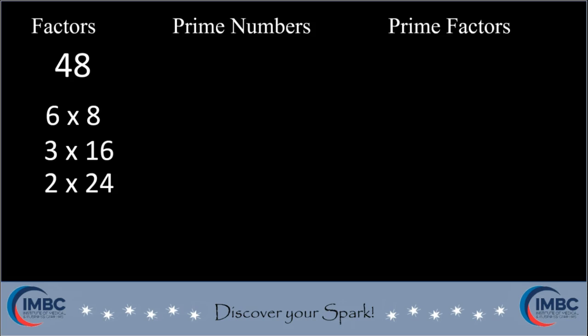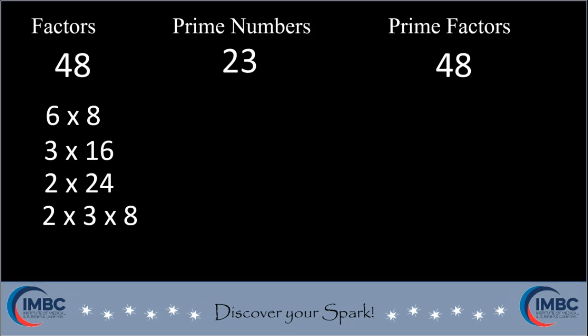A prime number is a positive number that can be exactly divided by 1 and itself. So the first 10 prime numbers are 1, 2, 3, 5, 7, 11, 13, 17, 19, and 23. So prime factors are the factored set in which all numbers are prime.